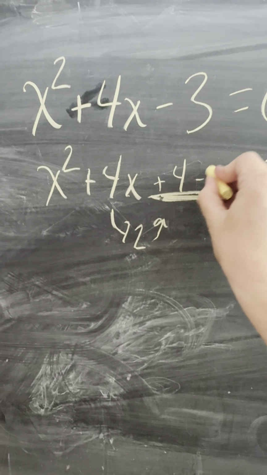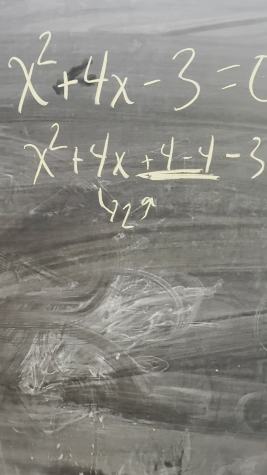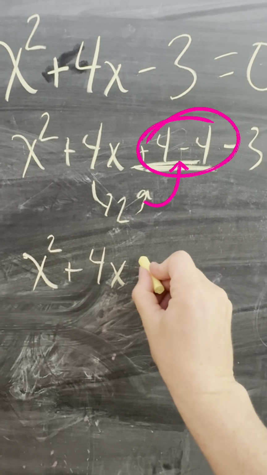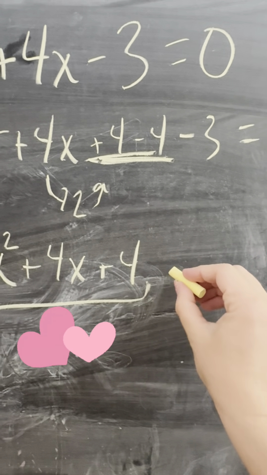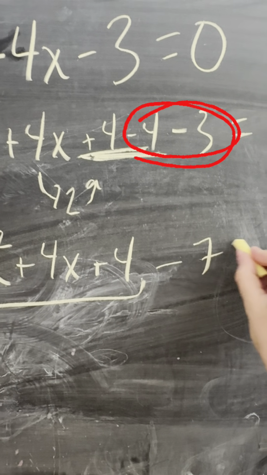Okay, so now what do we do with the 4? 4 completes our square. But if we add it, we have to subtract it. So I like to call that a fancy 0. So we say, put your fancy 0 there. And remember, the first 3 terms complete the square. Woohoo! Now you just clean up what you got left. That's a -4 and -3, and that's -7.